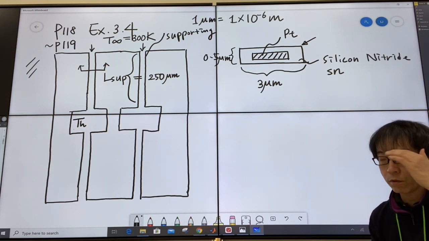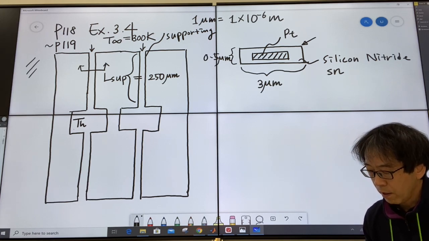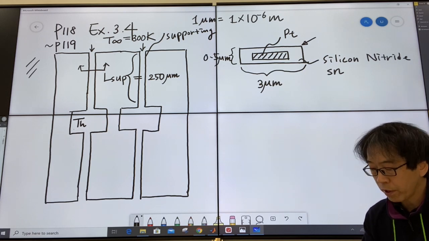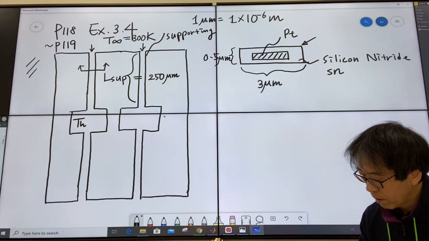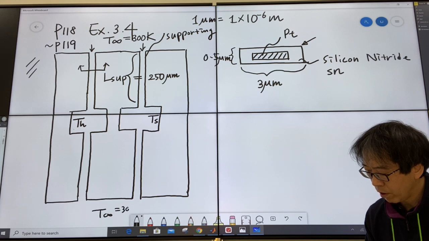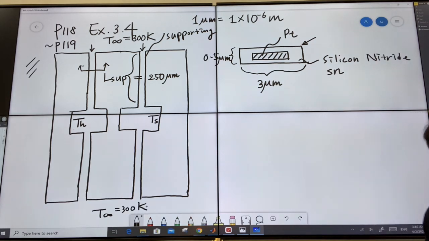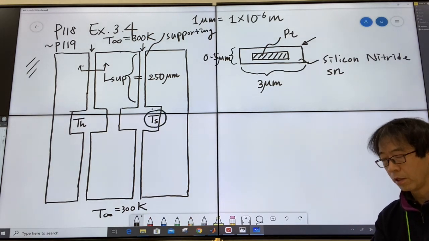It's like 27 degrees Celsius, sorry, 23 degrees Celsius, right? And TH, we really don't know the temperature. We're gonna find out about it. And TS is the temperature on the other side where we don't heat up. And T infinity again here is 300 Kelvin. You see that? Okay. So why does this temperature TS occur?